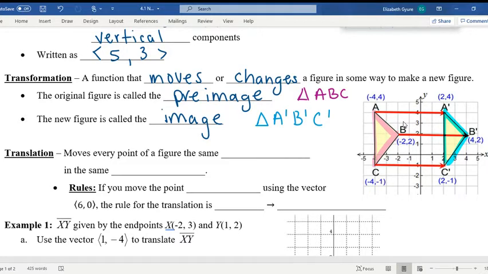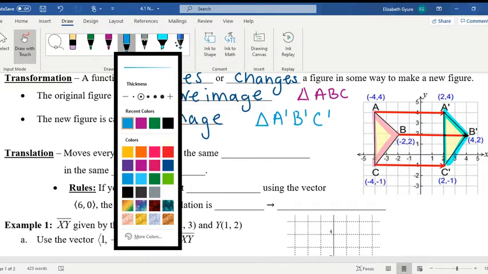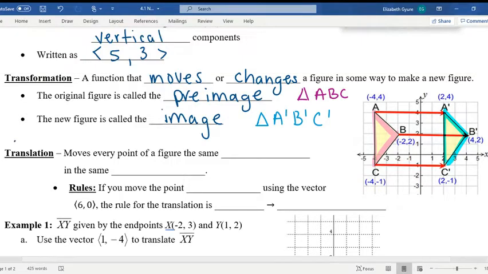Okay. Now what this is, since it just moved to the right, it didn't flip around or rotate, it didn't change size, anything. This is called a translation, which can sometimes easily be confused with transformation. Transformation is our general word for all of them. Translation is specifically up, down, left, right. So a translation moves every point of a figure the same distance in the same direction. So the same distance in the same direction.